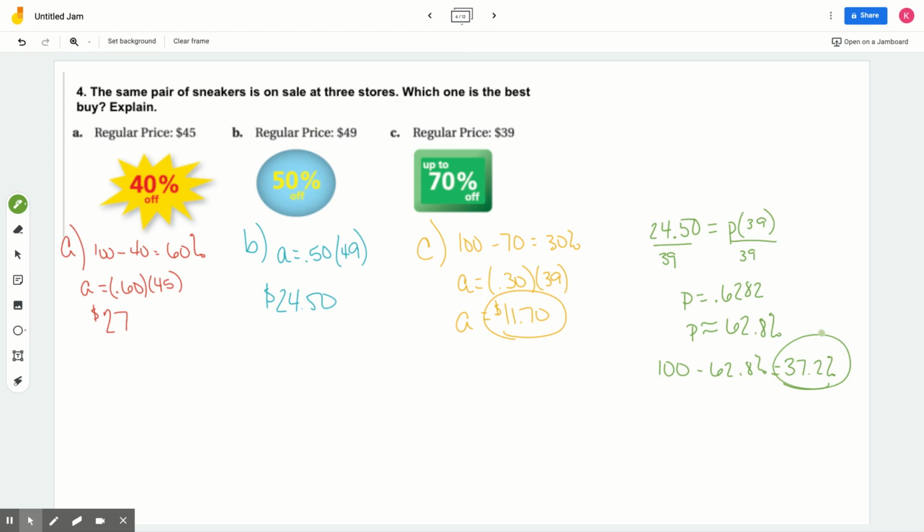So for part C, at anything at 37.2% or more, store C is going to be the better buy.